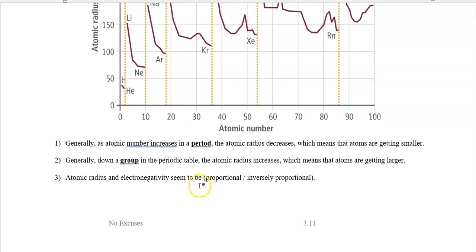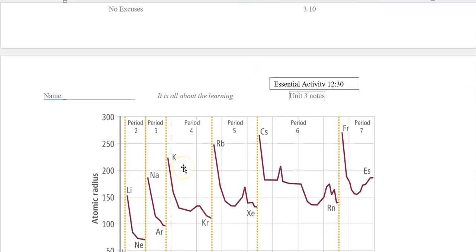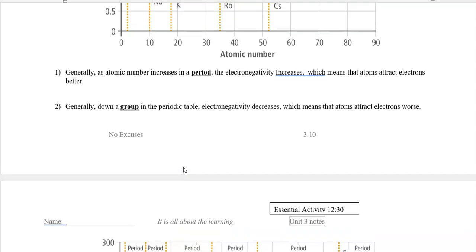Alright, so are atomic radius and electronegativity proportional or inversely proportional? So proportional means when one goes up, the other goes up. Inversely proportional means when one goes up, the other goes down. And it seems to me, well, why don't you actually go ahead and try it first?